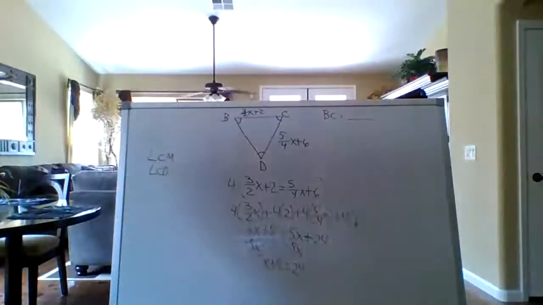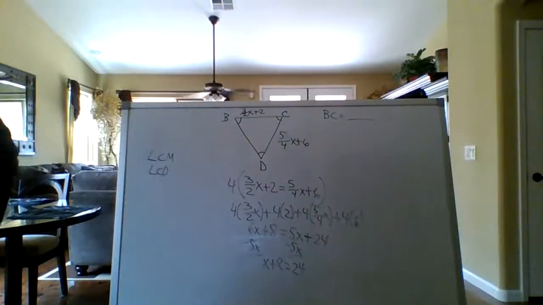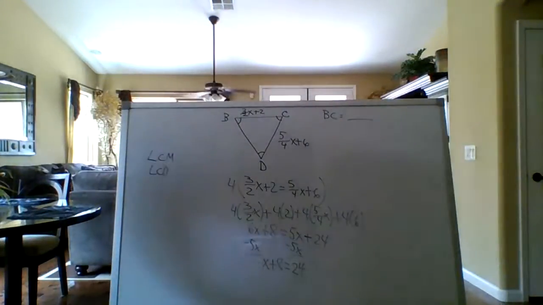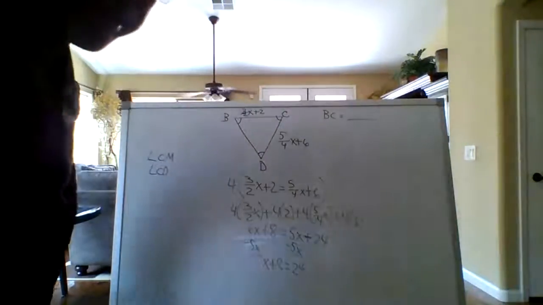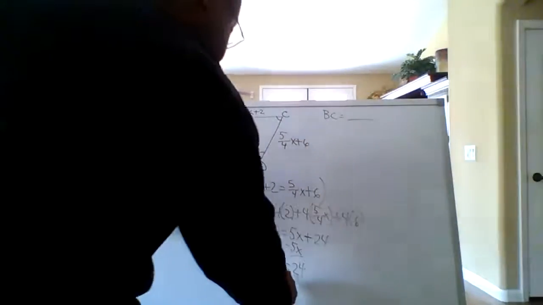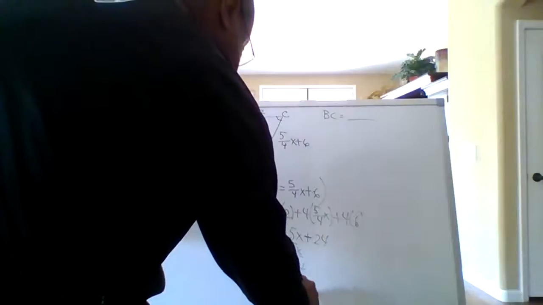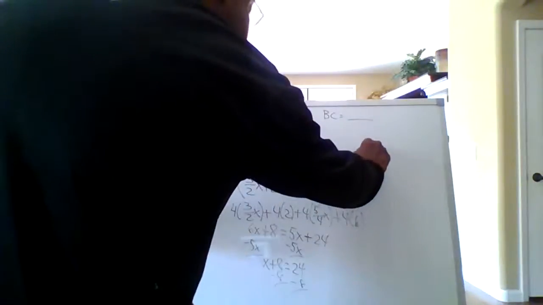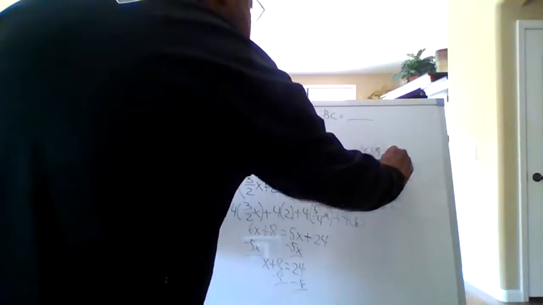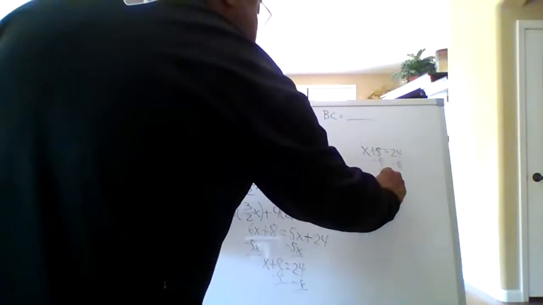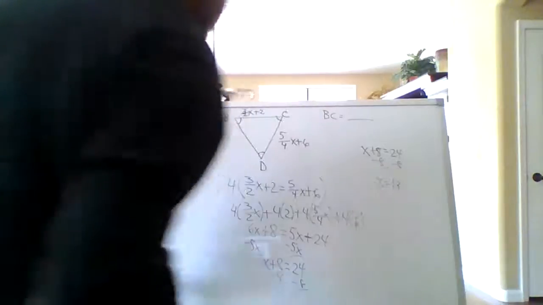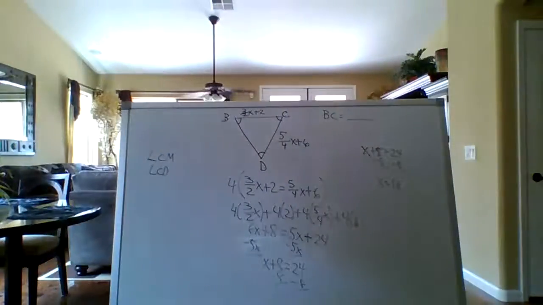X plus 8 equals 24. Now, when we subtract 8 on both sides, x plus 8 equals 24, we subtract 8, so x is 13. Okay, so we have x to be 13.